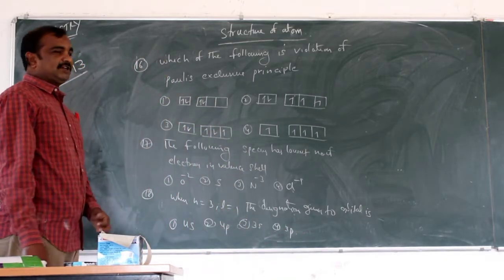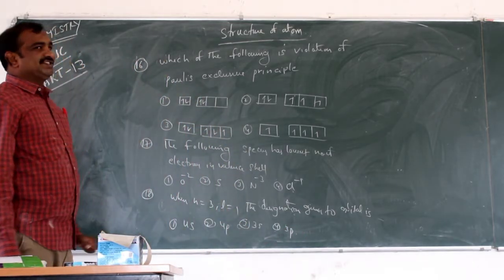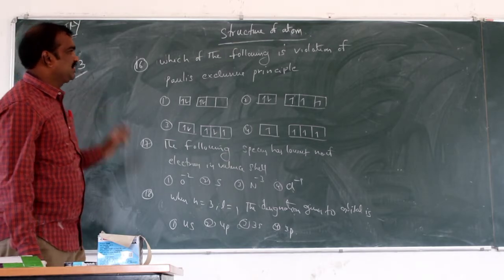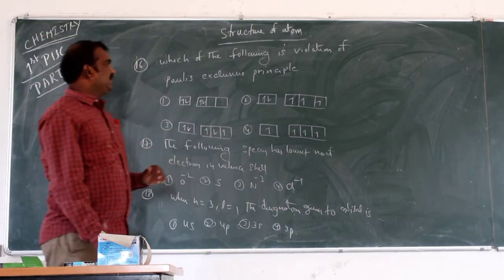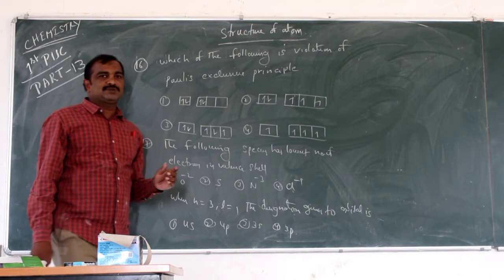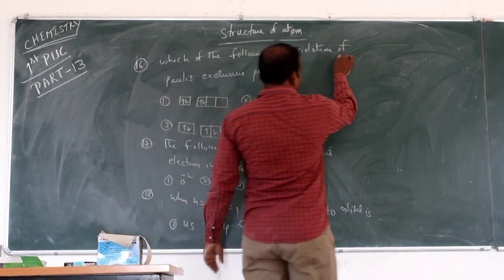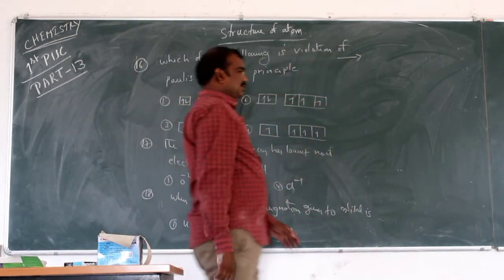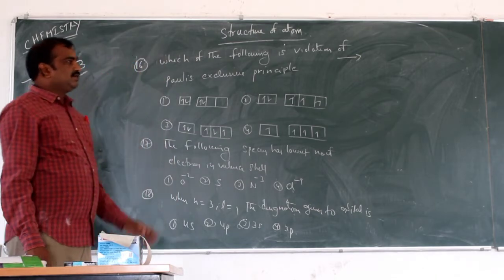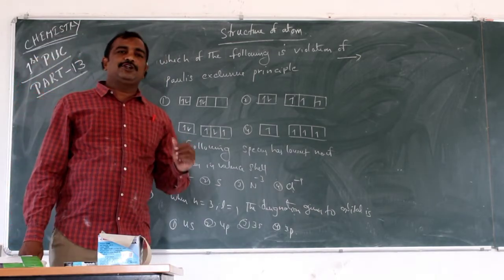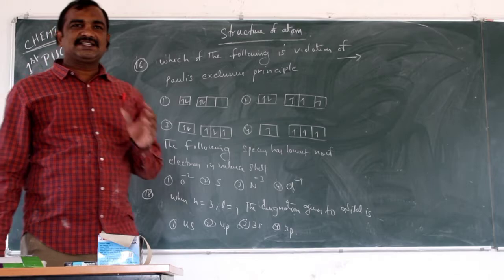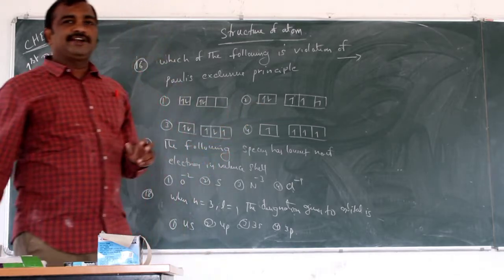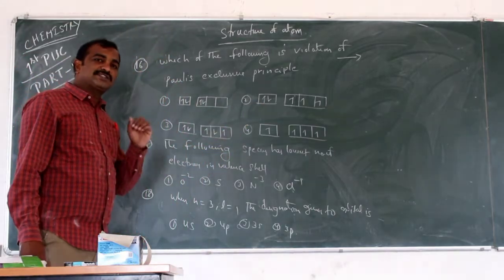So next questions are 16, 17 and 18. When you look at the 16th question, which of the following is a violation of Pauli's exclusion principle? So here 4 options are given. In these 4 options, which one is not following Pauli's exclusion principle? He asked that.